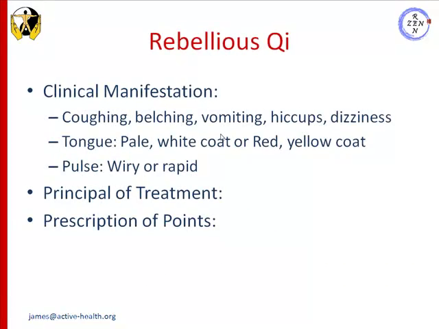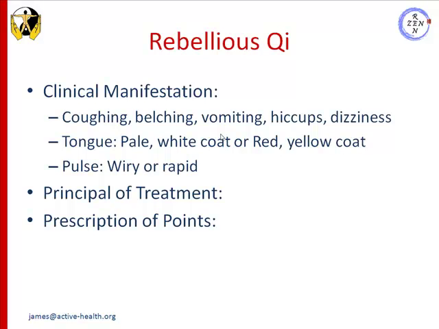Next, when we look at rebellious Qi, here we're looking at coughing, belching, vomiting, hiccups, dizziness. We may see these clinical manifestations in other patterns of disharmony later on in the course as well. As I said, this is an introduction to traditional Chinese medicine, and it's a good idea just to take it very simply here. We'll expand on these clinical manifestations later on when we cover the patterns of disharmony, and there are about 78 patterns of disharmony, sometimes a little bit more.